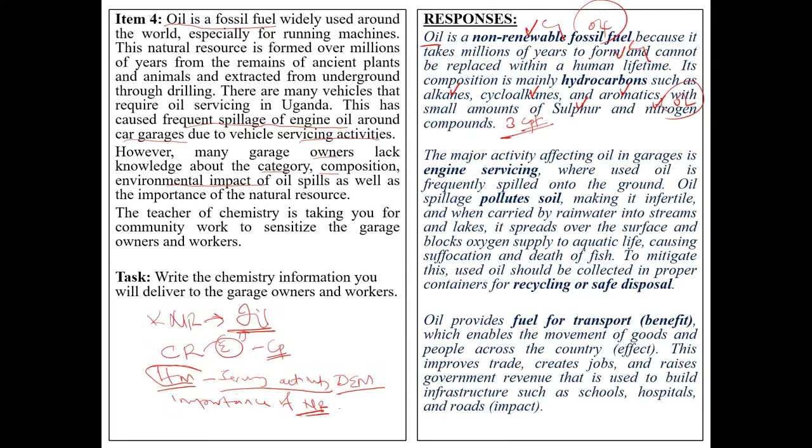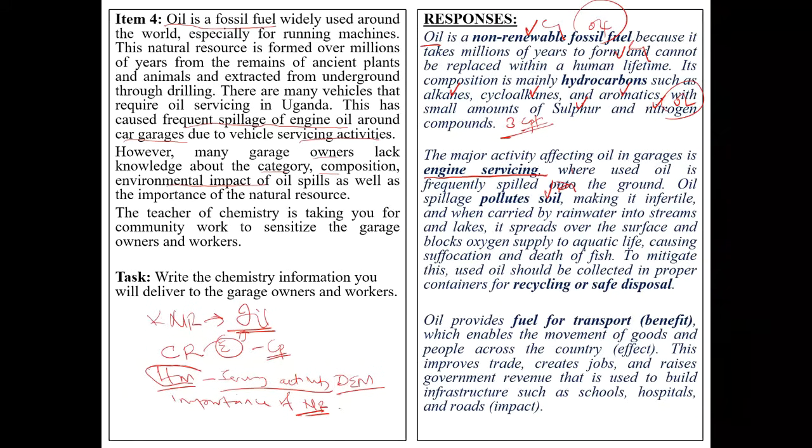Then here we have in the second paragraph, the major activity affecting oil in garages is engine servicing. So the human activity here is engine servicing, where used oil is frequently spilled onto the ground. Now, what is its effect? So oil spillage pollutes soil, that is a danger, making it infertile.